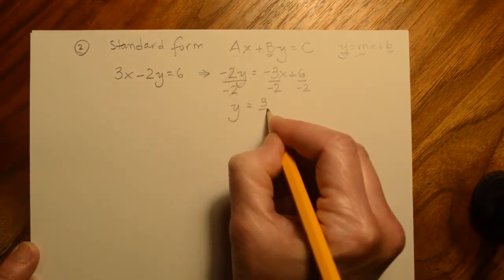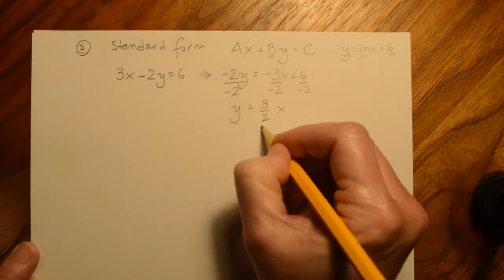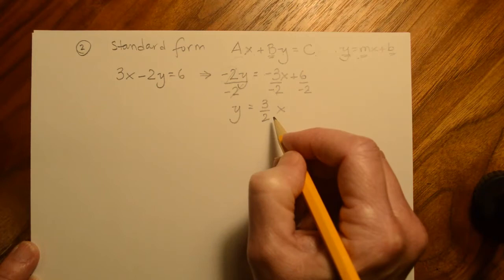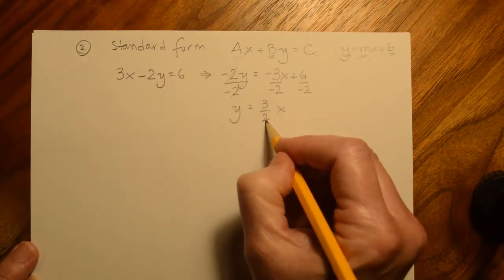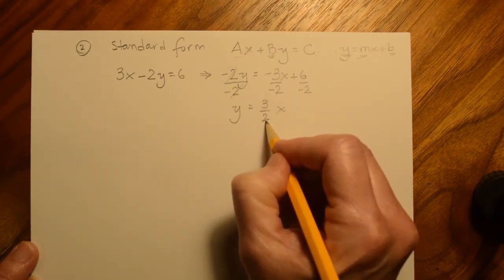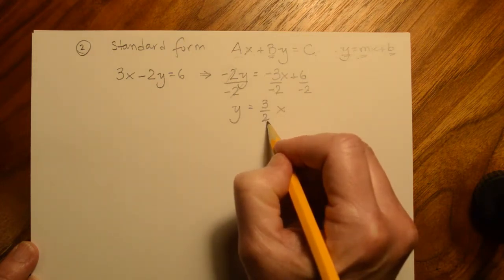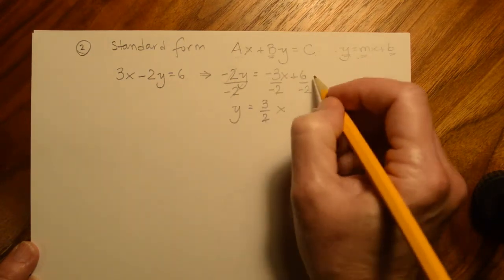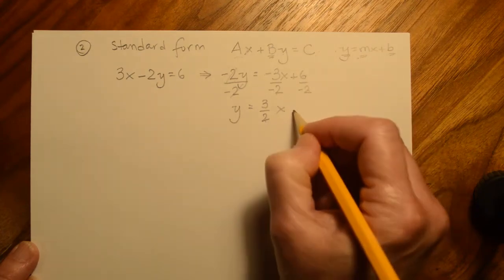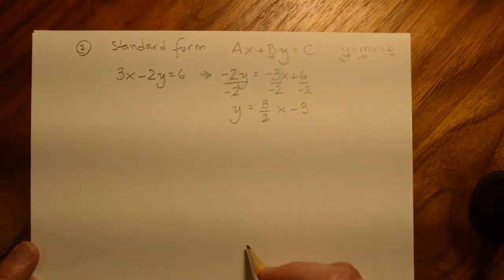We're just going to leave it as 3/2 x. And again, don't change it into a decimal. Don't change it to a mixed number. We want rise over run. We want to see that as a fraction. So leave it as an improper fraction if that is the case. Please do not change it to a decimal. All right, and then 6 divided by negative 2 is going to give us negative 3.